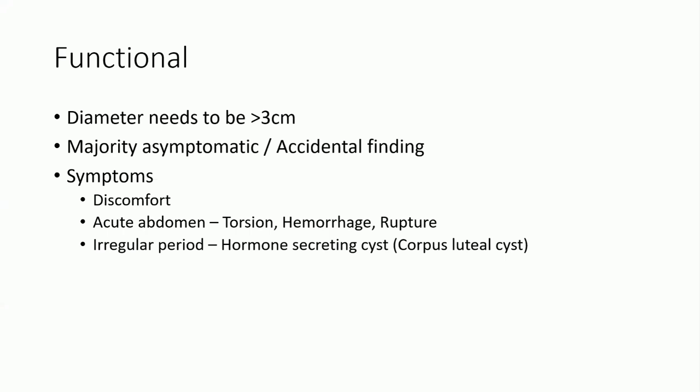So if it does that, there will be a problem due to that hormone. Due to the progesterone, there will be a problem with the menstrual cycle. So that can cause irregular period. So these kinds of symptoms also can be there, but these symptoms are very, very rare. The common presentation are asymptomatic and accidental finding.